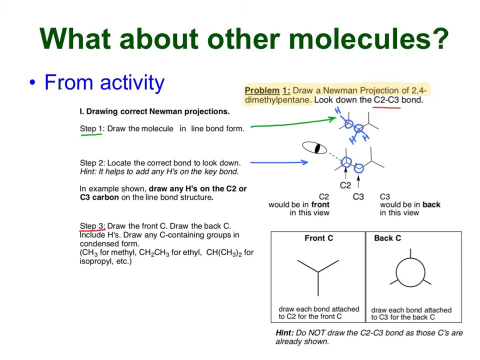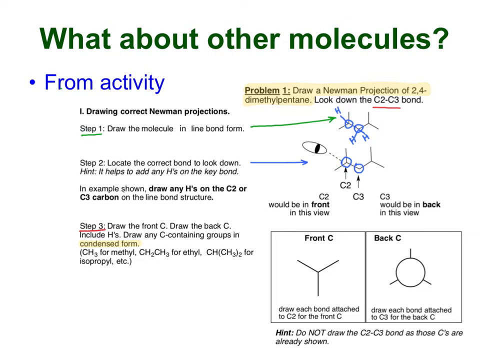So for C2, that's the front carbon here. It looks like a little Y. We're going to add the groups on there, and it's really important for Newman projections. The convention is to always use condensed form and not line bond form. I don't know why, that's just how it is. So we're going to use CH3 for a methyl, CH2CH3 for an ethyl, whatever it is, and make sure you have the carbon with the right amount of hydrogens attached where it's actually attached, okay?